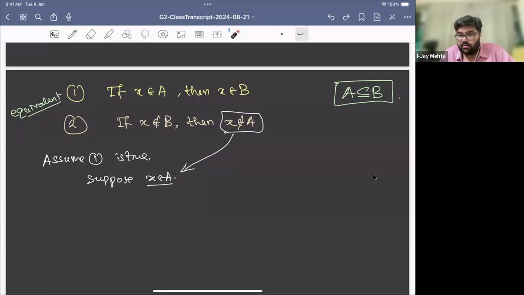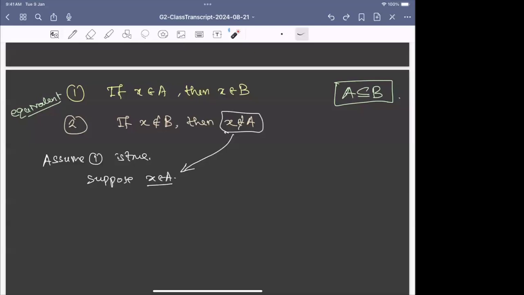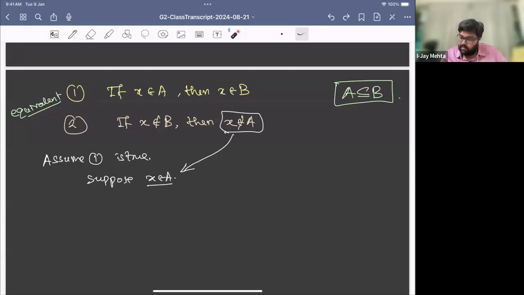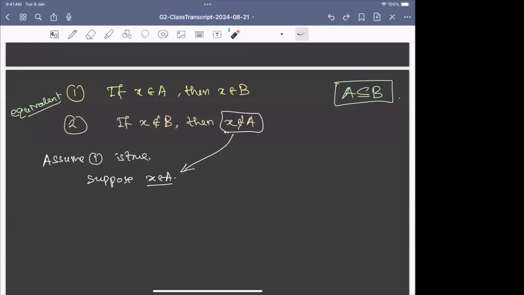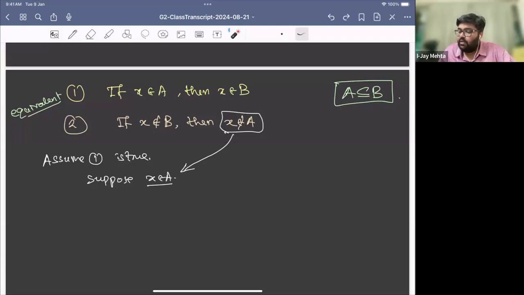Room number 8, Rupali. So we are assuming X belongs to A, then we are saying X belongs to B is correct. But in statement 2, we already assumed that X does not belong to B. So this is a contradiction to the fact that X belongs to A. Yes, very good. So we already assumed that X is not in B.